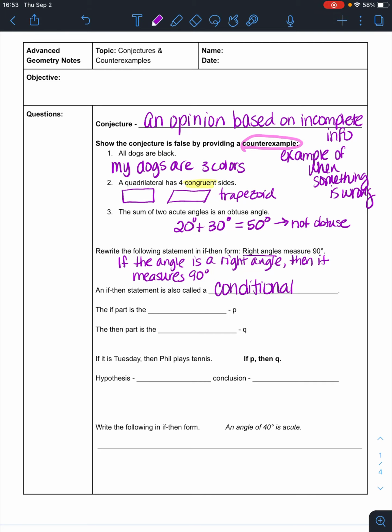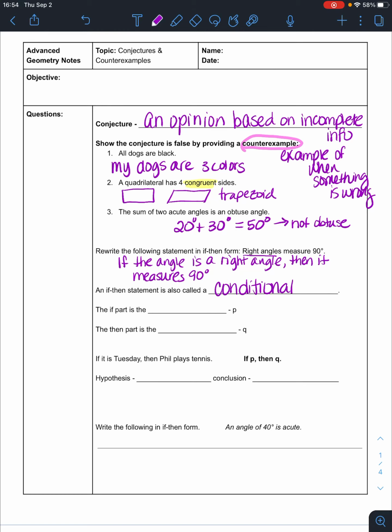Be willing to erase. One of the things you want to avoid is, instead of saying "if it is a right angle," try not to use the word "it" at the beginning of the statement. You want to be clear about what we're talking about. So, if the angle is a right angle, then it measures 90 degrees. That would be what we call a conditional. It is our if-then statement.